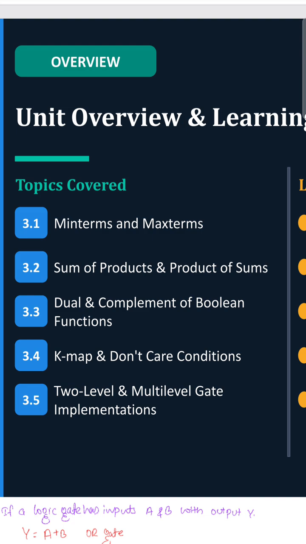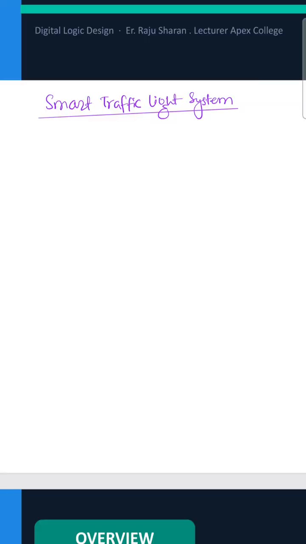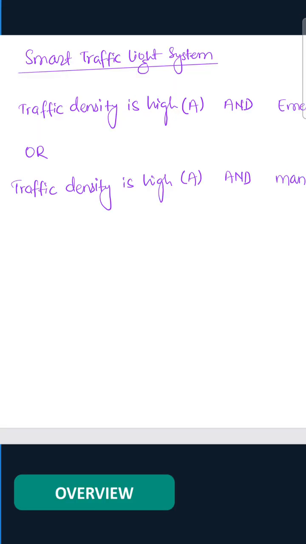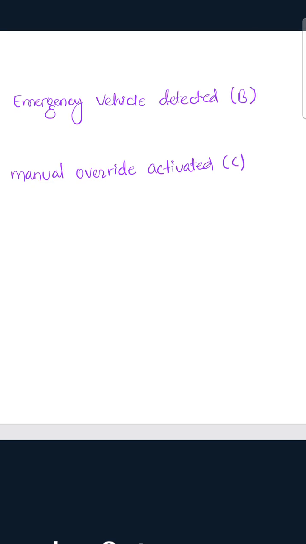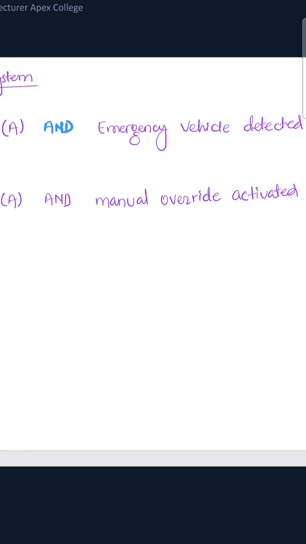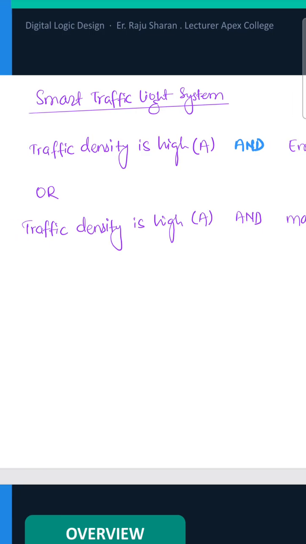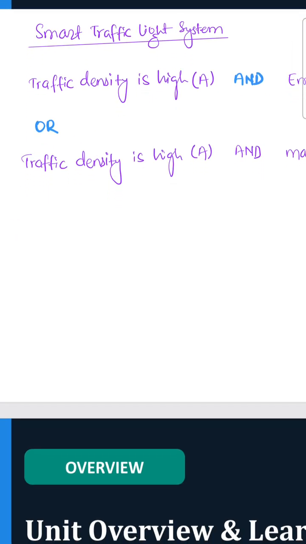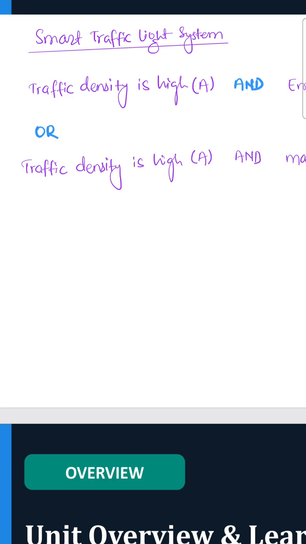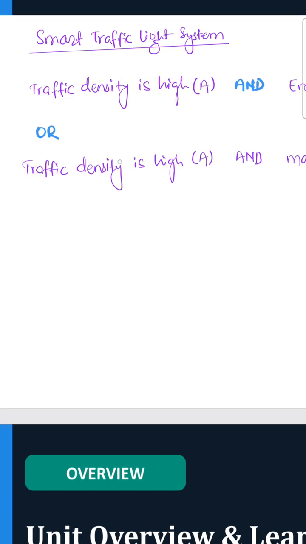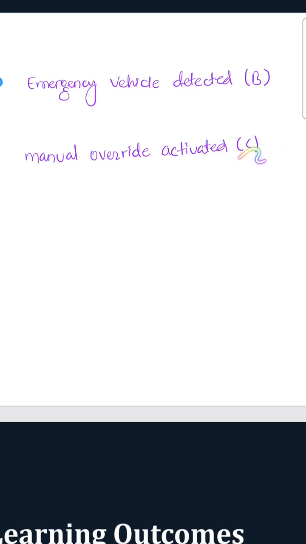We can also take another example of a traffic light. Suppose a smart traffic light system runs a green signal when traffic density is high and emergency vehicle is detected. This is a condition for green light, okay? Or the traffic light is green when traffic density is high and manual override is activated, right?